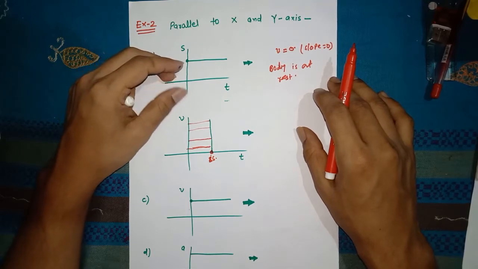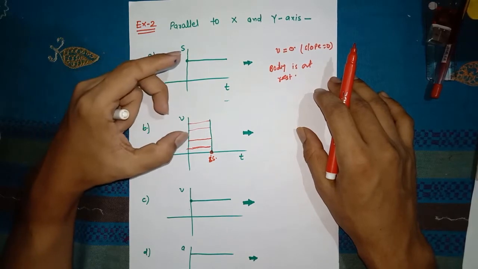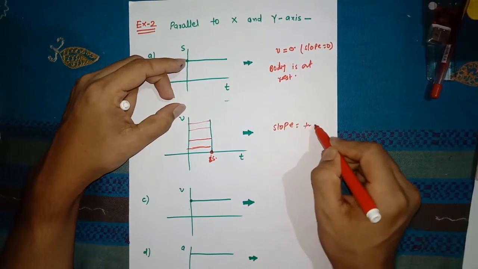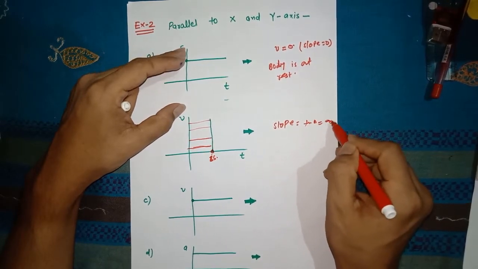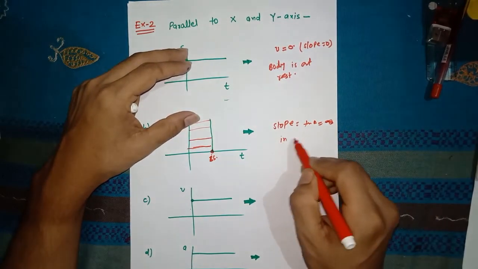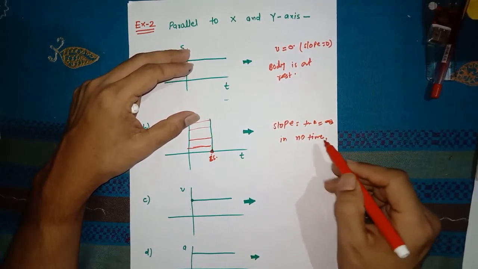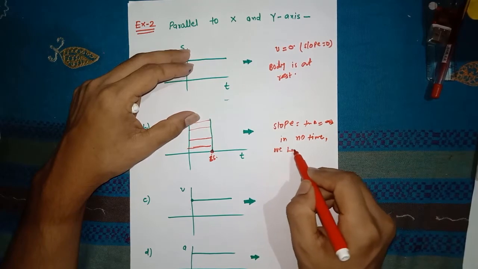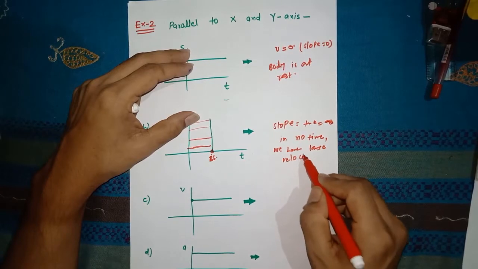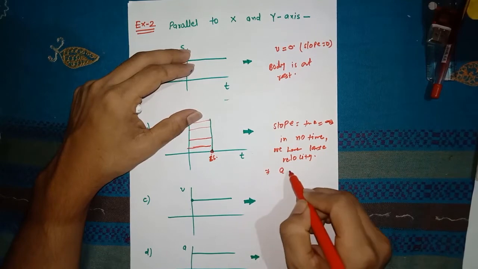So we can plot the graph of that situation like this. Here the slope is undefined or infinity. That means the slope increases very large. That means in no time, or a very, very tiny or negligible time, we have a large velocity or speed. Or you can say that the acceleration here is infinite.